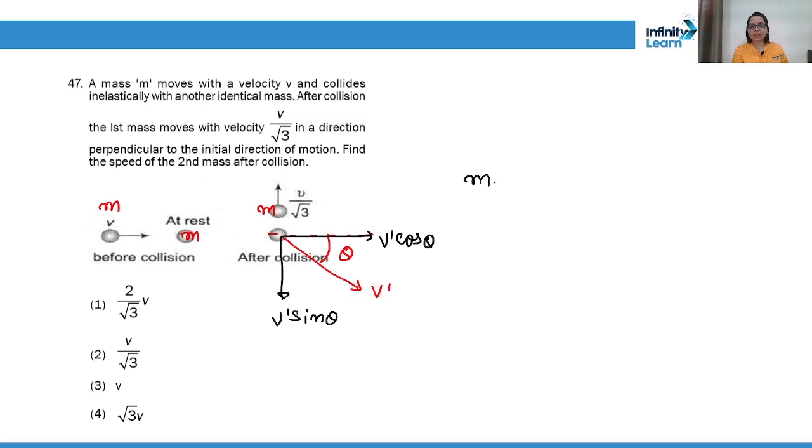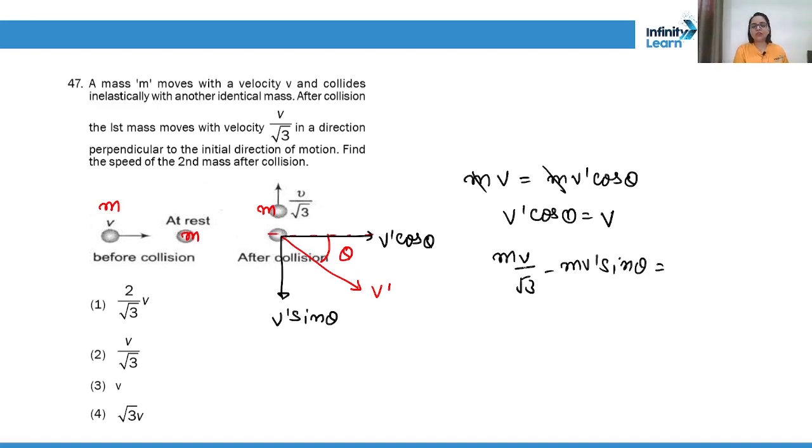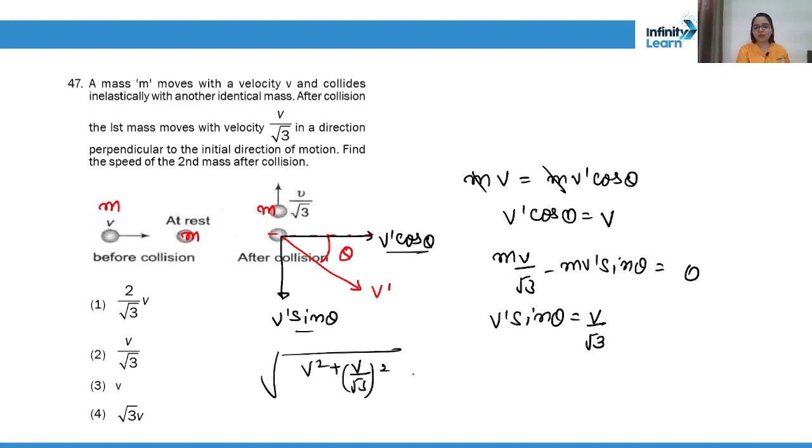So initial momentum along x-axis is mv, which equals mv dash cos theta. So v dash cos theta is v. Similarly, final momentum along y-axis is m v by root 3 minus m v dash sin theta, and it should be equal to initial momentum along y-axis, which is 0. So from here v dash sin theta will be v by root 3. So v dash is the vector summation of these two components, which is under root of v square plus v upon root 3 square. So it is 2v upon root 3, which is option 1.